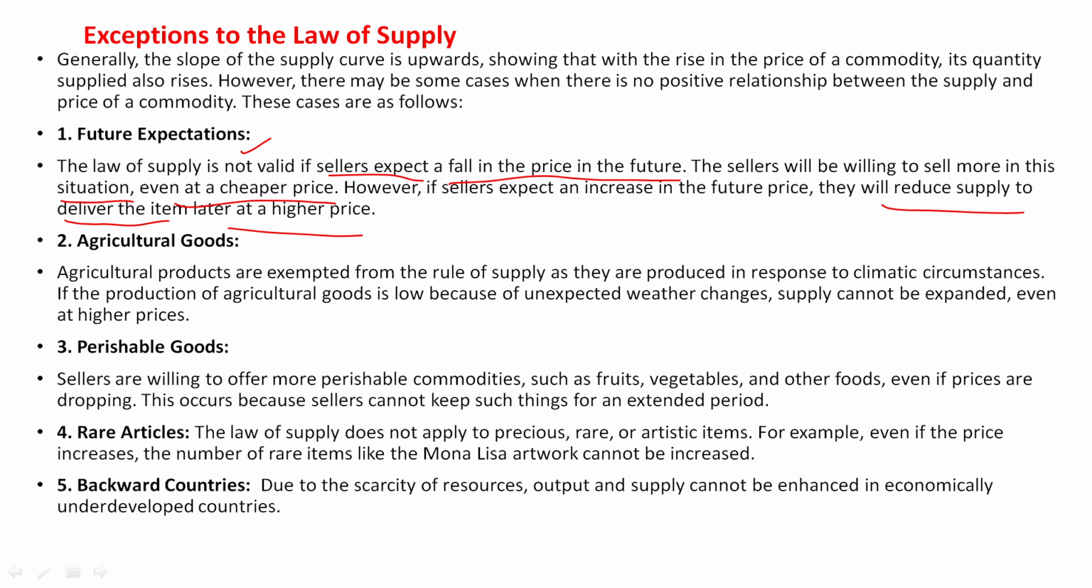Agricultural commodities. These are exempted from the law of supply as they are produced in response to climatic circumstances, which are not always guaranteed. If the production of agricultural goods is low because of unexpected weather changes, supply cannot be expanded even though the prices are high. So whatever amount of commodity is grown in that particular season, only that much they can supply, not anything more than that.